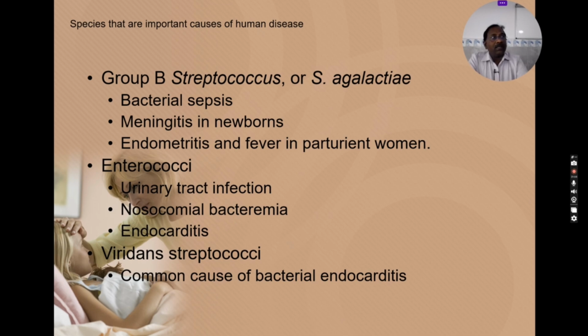And the third group is the enterococci. First, the group A Streptococcus, that is Streptococcus pyogenes: rheumatic fever and post-streptococcal glomerulonephritis. Then the group B Streptococci, where we are interested in bacterial sepsis and endometritis. Then the enterococci, which cause urinary tract infections and endocarditis. And viridans streptococci, a common cause of bacterial endocarditis. So these are very, very common in our physicians' practice.